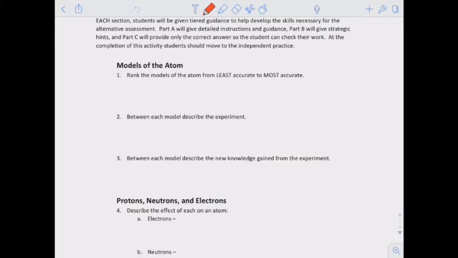Welcome to the Unit 3 remediation for our guided practice. Starting with these questions, let's start with number 1. It says rank the models of the atom from least to most accurate.